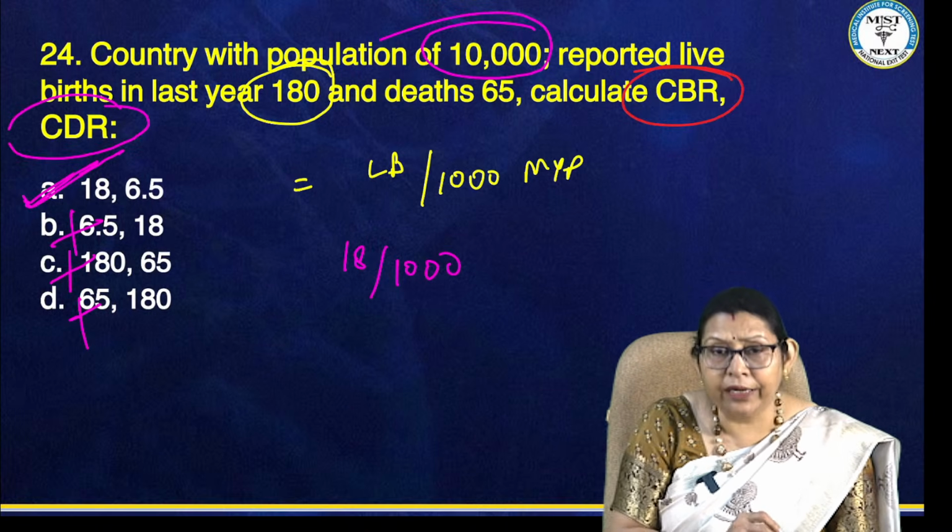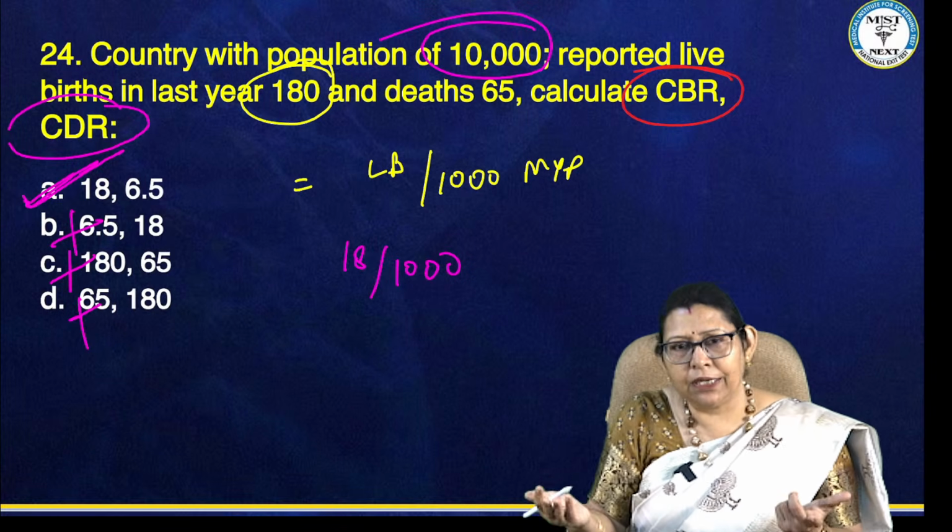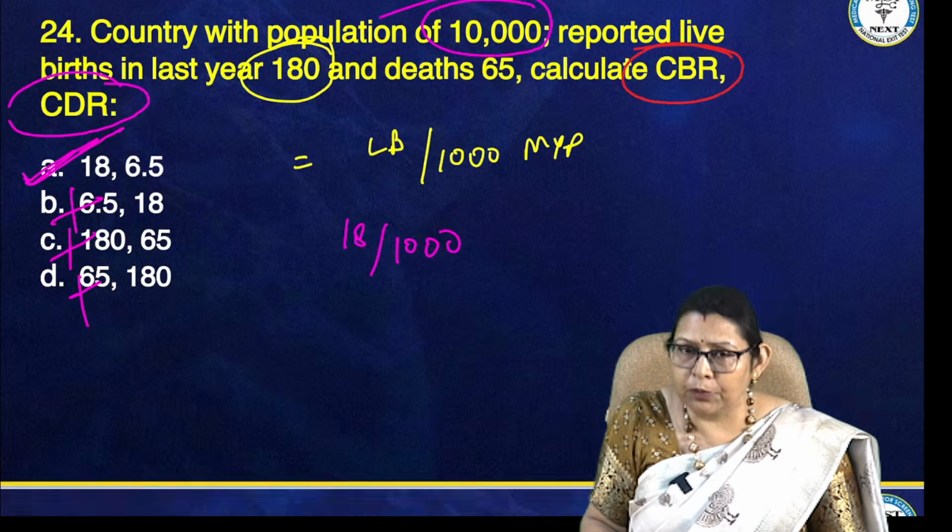What is the crude death rate? Number of deaths per 1000 population. And again 65 deaths per 10,000, so 6.5 per 1000 population.